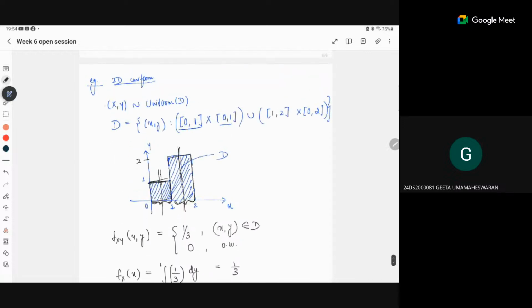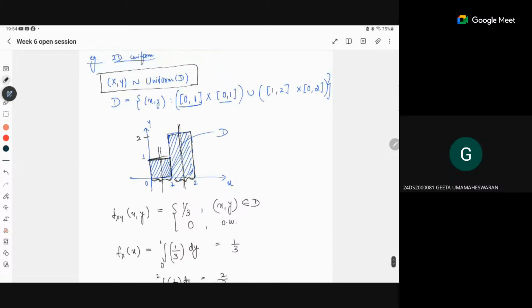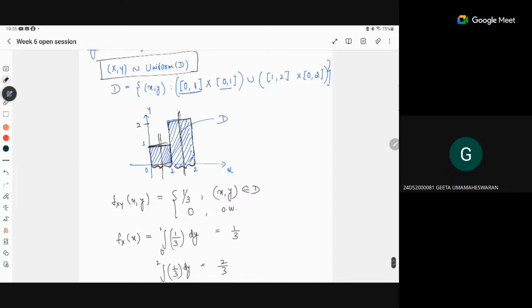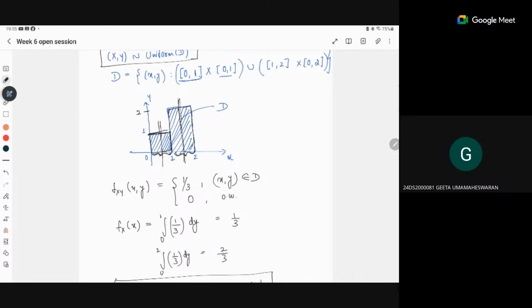Because my question says that XY is uniform in D. And what is my D? D is this whole thing. So even if you don't do the integration, if I go to this 0 to 1 region and fix my x, I can see that my y is varying from 0 to 1. So it is uniform, and for x lying between 0 to 1, it is just this area 1 divided by the total area, which is 3. And for this region 1 to 2, for any x my y is varying from 0 to 2, and this area is 2, and my total area is 3, so 2 upon 3.